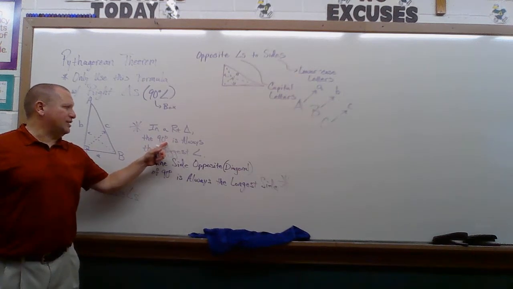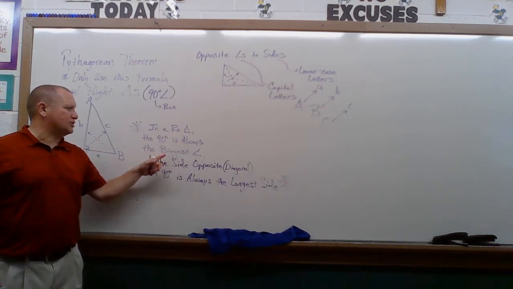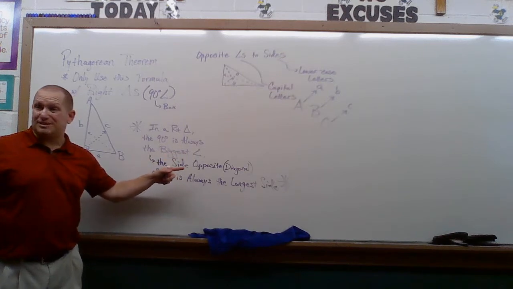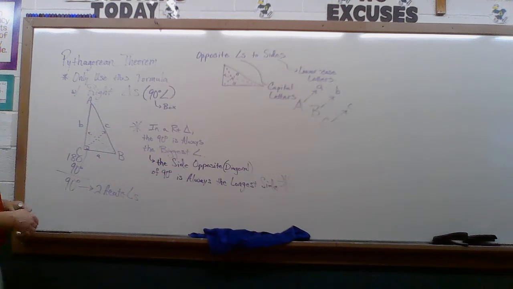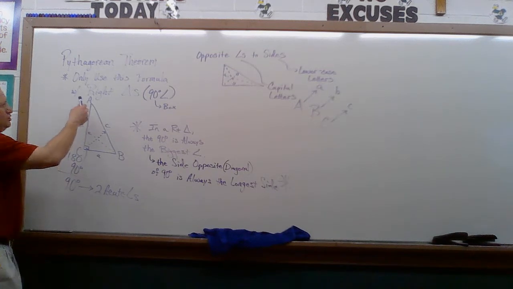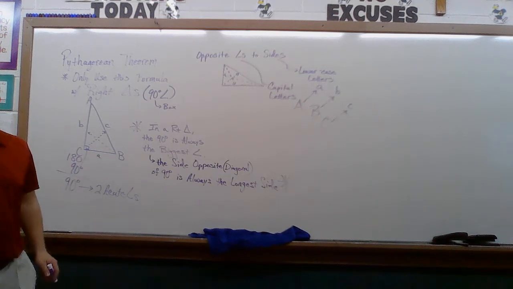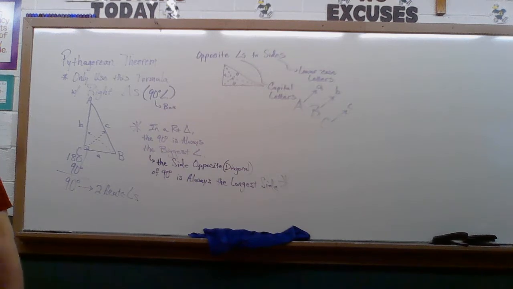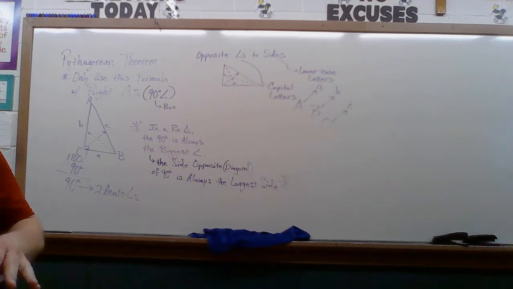The right, or the 90-degree angle in a right triangle is always the biggest angle, so the side opposite of that has to always be the longest side. Right? Most of the time they're going to use A, B, and C. They do not have to use those for the three angles. They can use any letters that you want.